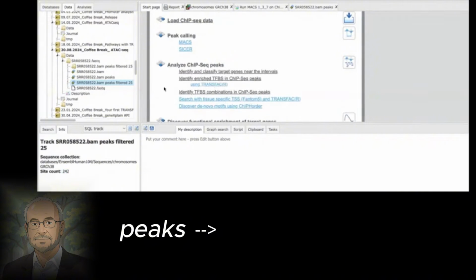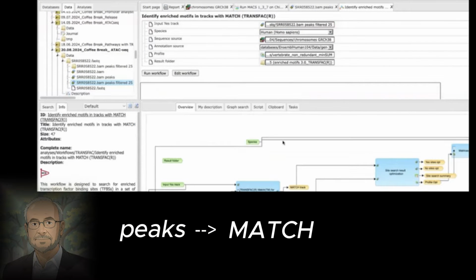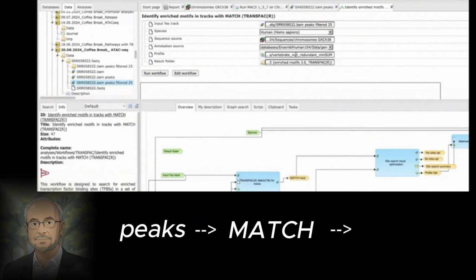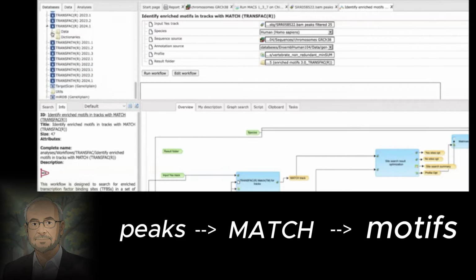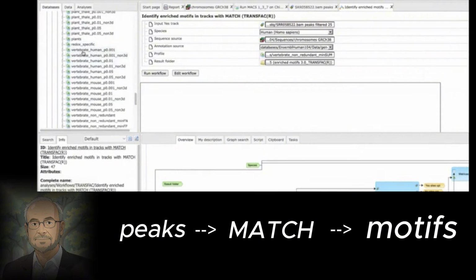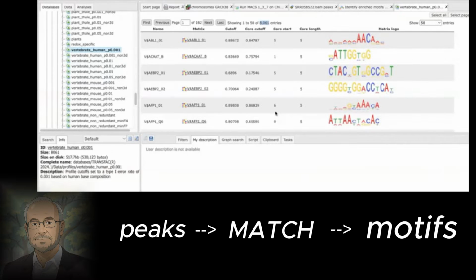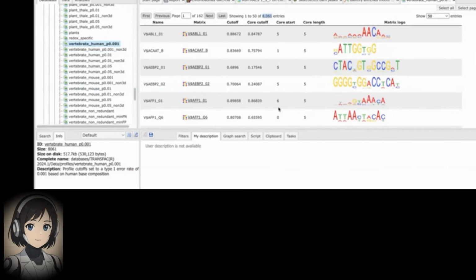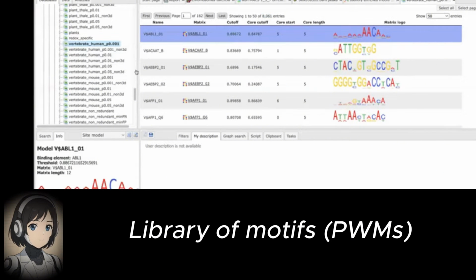That's where motif analysis comes in. We scan the sequences of those peaks for recurring DNA patterns, motifs, that correspond to transcription factor binding sites. This is essentially translating a list of genomic coordinates into a list of potential regulators. And for that, you need a library of motifs, right? Which is where databases come into play.